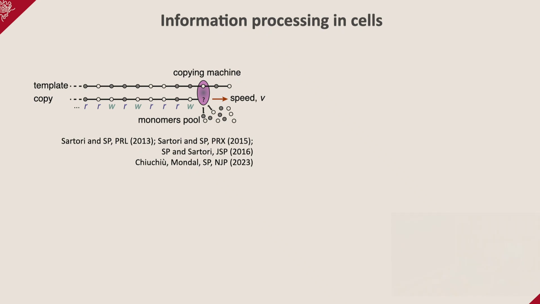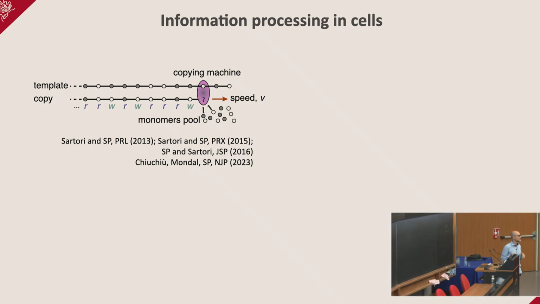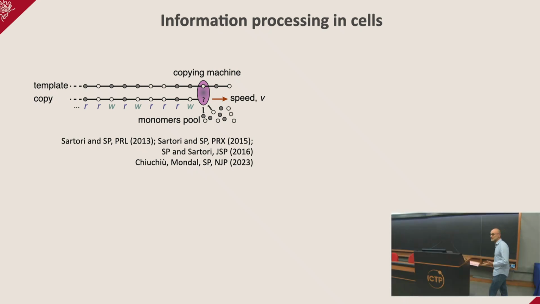So if you think about DNA replication, fundamentally, you have a heteropolymer that encodes some information, and there is an enzyme that tries to replicate it. And there are two reasons why this is interesting. One is that this is perhaps the most fundamental task that cells have to perform. If they cannot do this, they cannot replicate, and they cannot transfer genetic information. But also, there is another reason, which is related to thermodynamics.